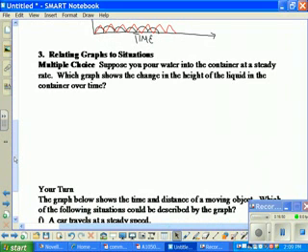All right. You guys have 4 graphs here, correct? Okay, so this is multiple choice. The question says, suppose you pour water into a container at a steady rate. Steady means what? Yeah, kind of like the same amount at each second. Okay. Which graph shows the change in the height of the liquid in the container over time? So you're pouring water into a container. What's happening to the water level?